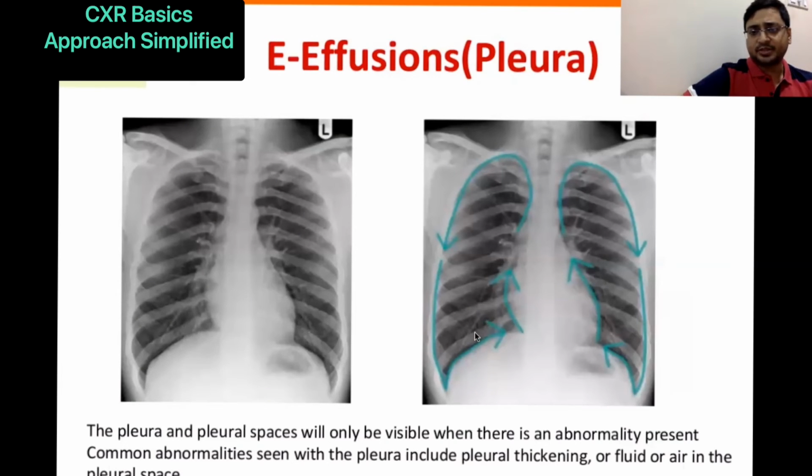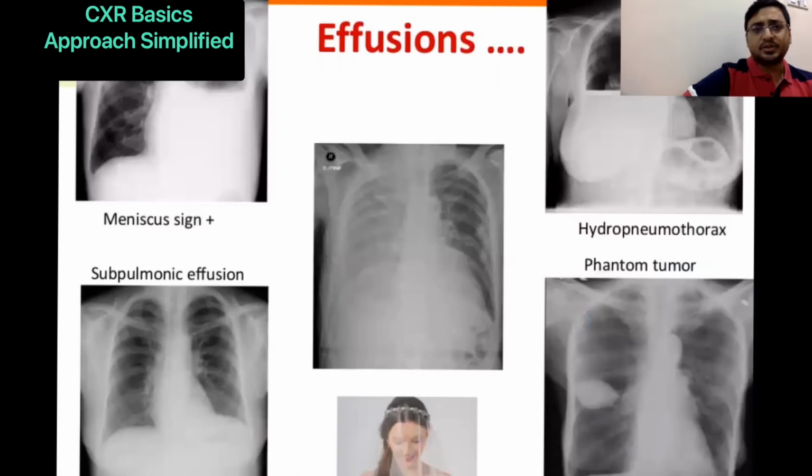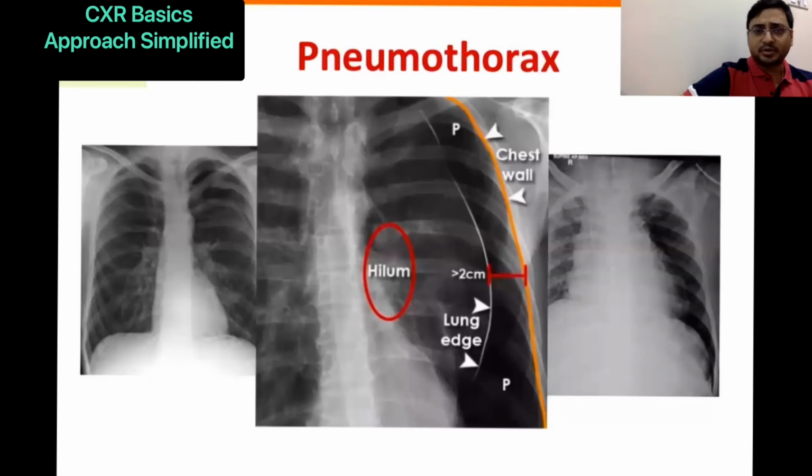Normally we do not see any effusions, but if there is an effusion like this, you can see the left side is totally obscuring the lung field, and this is a large pleural effusion. In almost the whole right side it is like this. Here the left side is obscured. Here there is a hydropneumothorax, and here in the right middle portion is what we call a phantom tumor. So this is how pleural effusion looks.